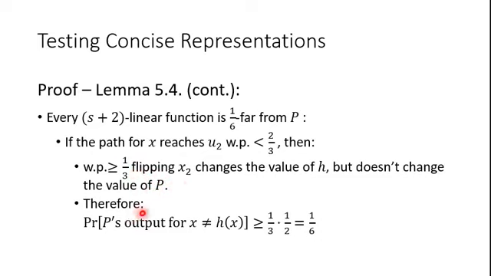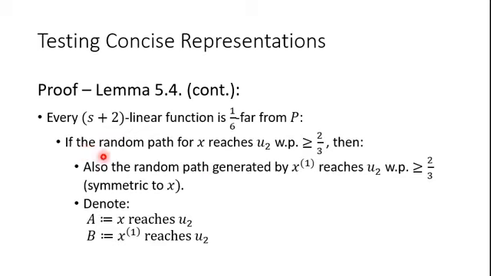So therefore, the probability that P's output for x will not be equal to H of x is larger or equal to 1/3 times half. Why 1/3? Because we're in this case where we're not reaching U2. And half because we don't know which of the bits will be placed in x2. It depends on which value x2 got, if it does not allow a match to H of x. And so this gives us 1/6.